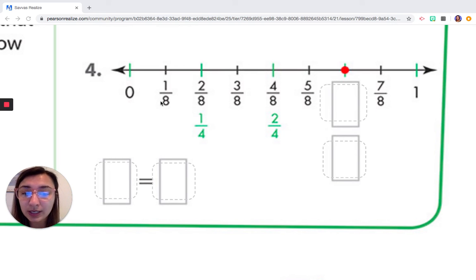Okay, first thing we need to do is eighths. We need to figure out what goes here. So let's use the pattern. We have 1/8, 2/8, 3/8, 4/8, 5/8. This would be 6/8. So let me write that.